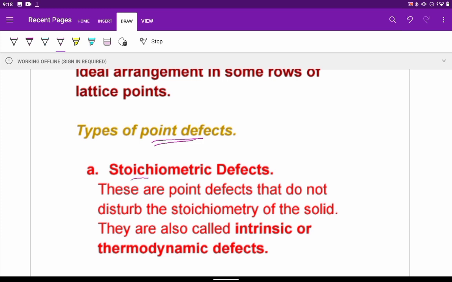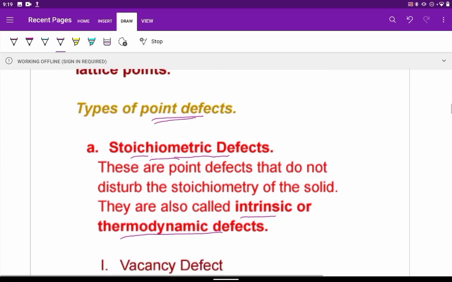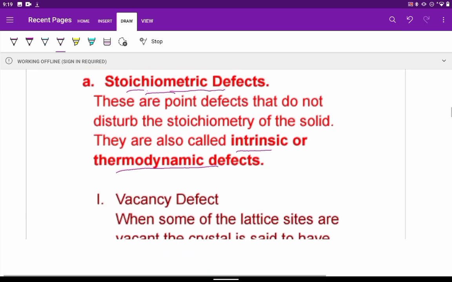First we see stoichiometric defects. Now these are point defects which do not disturb the stoichiometry of the solid. Stoichiometry is not disturbed, and we also can call them intrinsic or thermodynamic defects. So first we see stoichiometric defects.